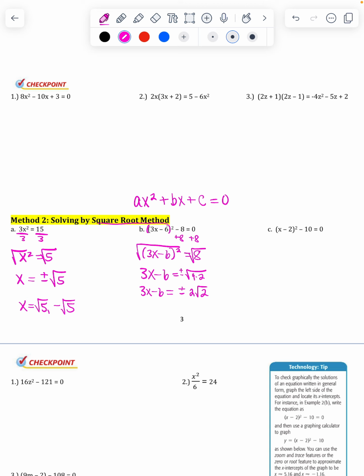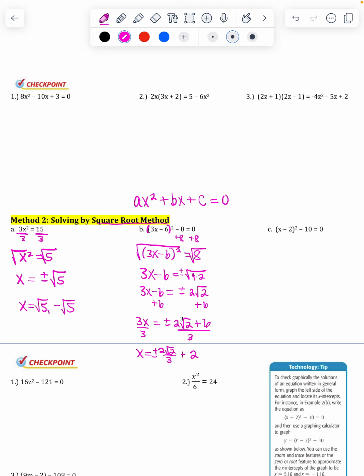And then I have to solve for x. So to solve for x, I would add 6 to both sides. I would get 3x equals plus or minus 2 root 2 plus 6. And then I would divide everything by 3. So when I do that, I would get plus or minus 2 root 2 over 3 plus 6 over 3, which is just 2. So that means we have 2 separate answers.